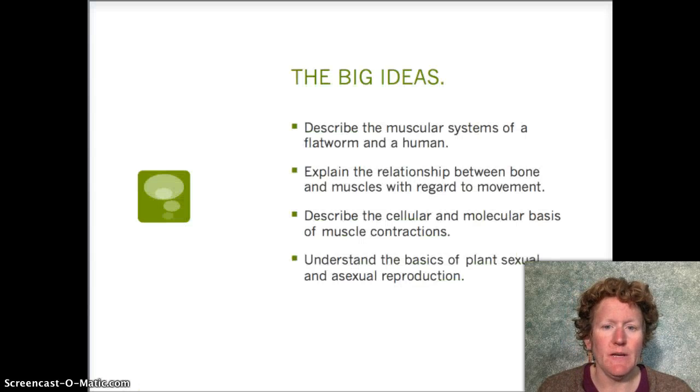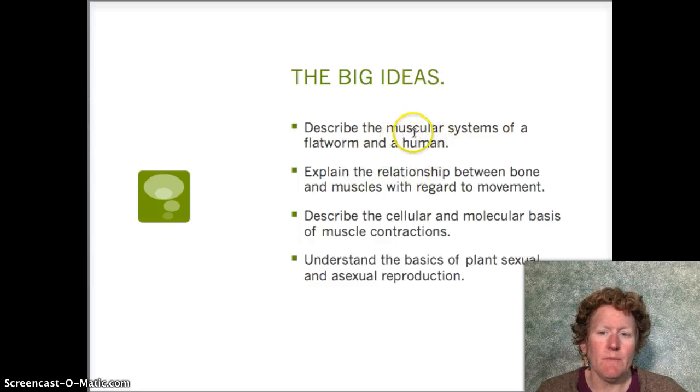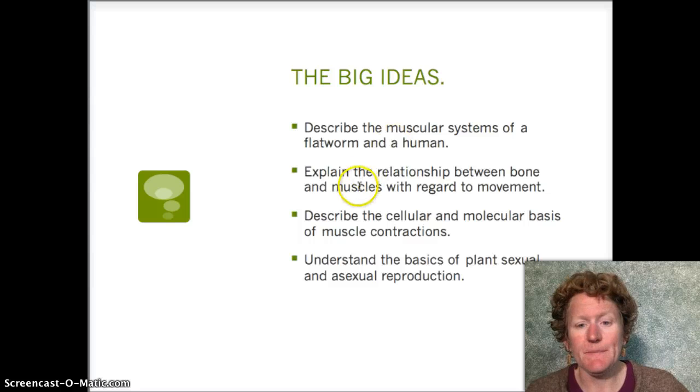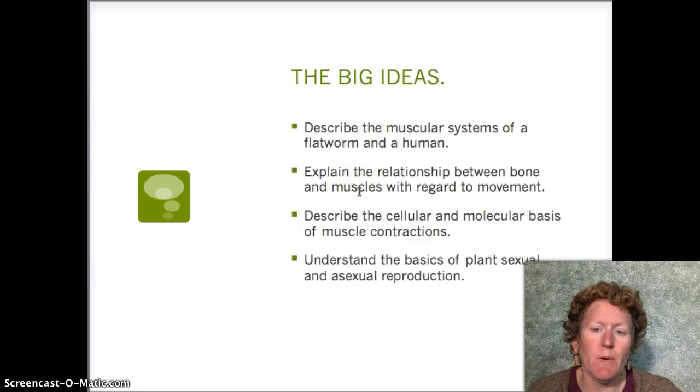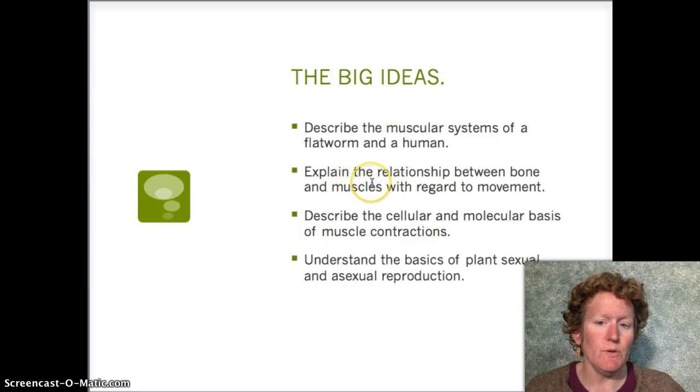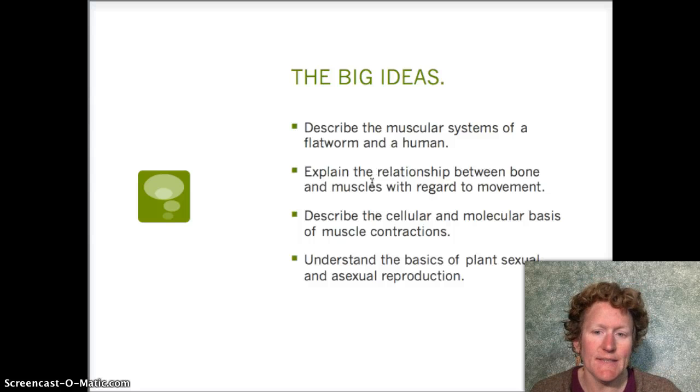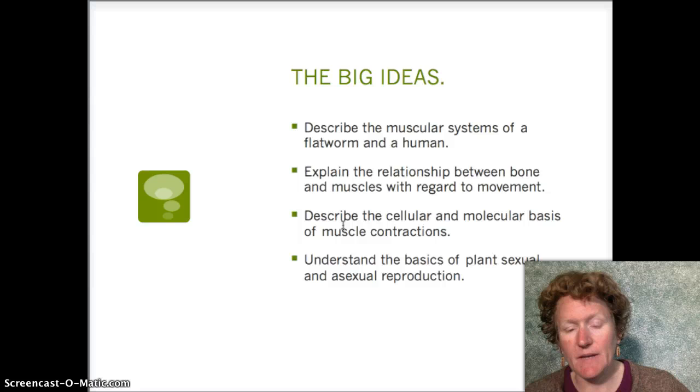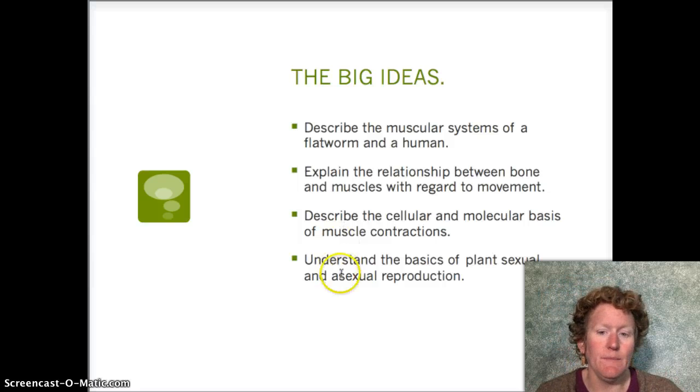Let's talk about some of the big ideas here. We're going to talk about the muscular systems of a flatworm and a human, well, mostly a human. Explain the relationships between bone and muscle with regards to movement, think myosin and actin, as well as different parts of muscles. Describe the cellular and molecular basis of muscle contractions. Again, think myosin and actin as well as ATP.